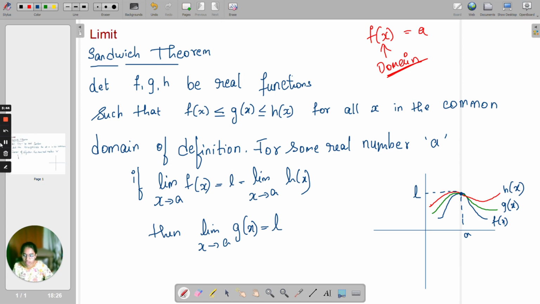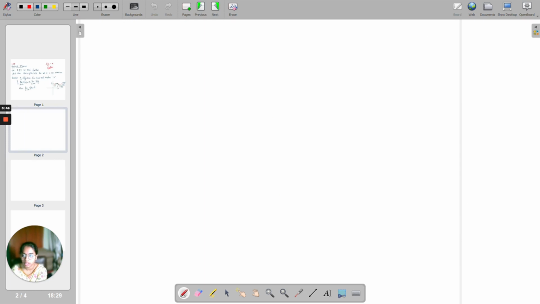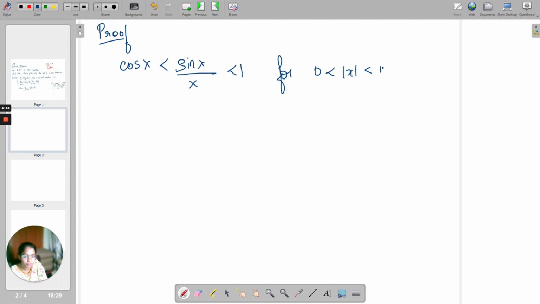So let us start with the proof now. The sandwich theorem has a geometric proof. What does that mean? It involves trigonometric functions, that is cos x. We just have to prove that cos x is less than sin x divided by x, which is less than 1, in the region 0 less than mod x less than pi by 2. So how do we start the proof?